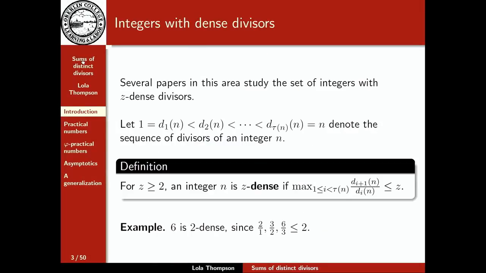A particular question in this area that I'm going to focus on somewhat has to do with the study of the set of integers with z-dense divisors. And so when I talk about integers with z-dense divisors, what I mean is if we write out the divisors in increasing order, and then we take ratios of consecutive pairs of divisors, all those ratios have to be at most z if the integer is z-dense. And so, for example, we can see that 6 is 2-dense just by writing out the consecutive ratios of divisors of 6 and observing that they're all at most 2.